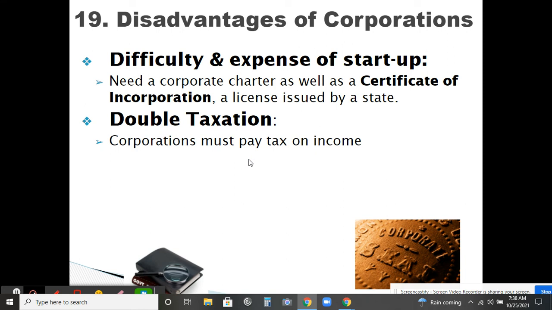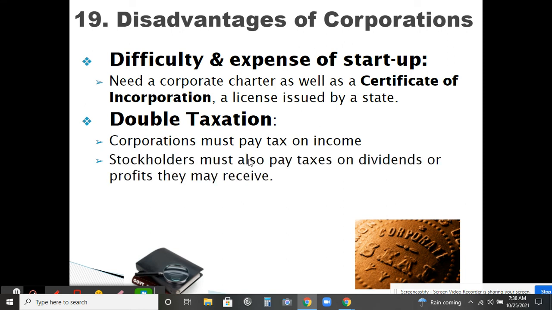Double taxation. Corporations must pay the tax on the income. Shareholders must also pay taxes on dividends or any profits they receive from sale of stock, and the employees must pay tax on their income.